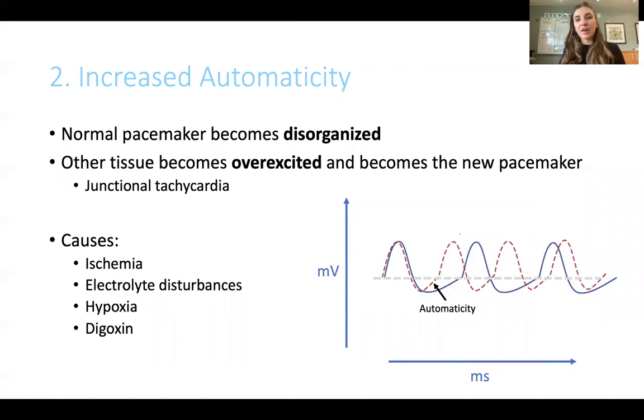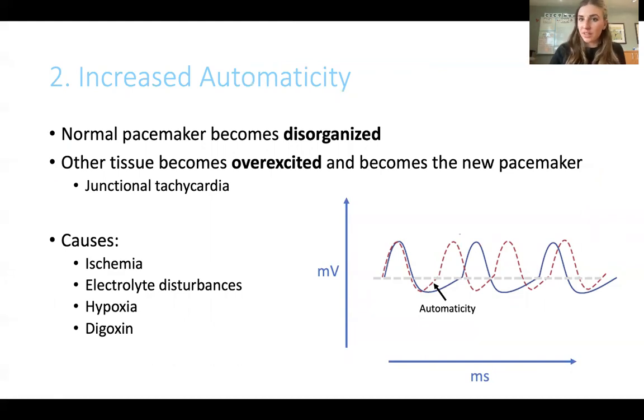Then there's the concept of automaticity. Again, with tachyarrhythmias, we would have an increased automaticity. And think about this as your SA node still appropriately in charge of setting the rate, but it's just become too quick, in some disorganized manner. Or we can think about some sort of ectopic focus, where you have another part of your heart that's taken over and is actually the new pacemaker. And we call that a junctional tachycardia. There's so many reasons as to why this can occur.